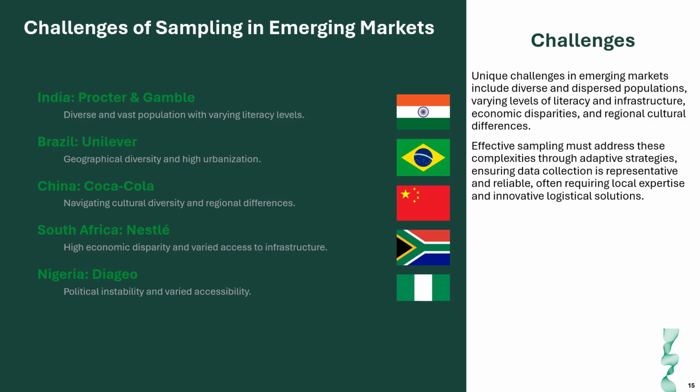In India, we talk about Procter & Gamble in this particular case. The challenge was their diverse and vast population with varying literacy levels. The solution that P&G had was they used stratified sampling to ensure representation from different regions and socioeconomic groups, and employed local enumerators to assist with data collection. This approach helped P&G gather accurate insights into consumer preferences across India's varied demographic landscape.